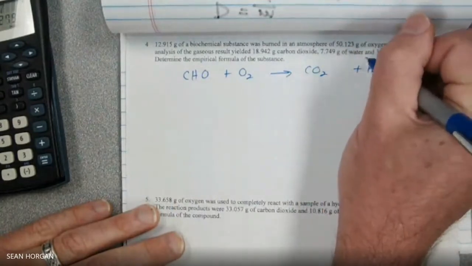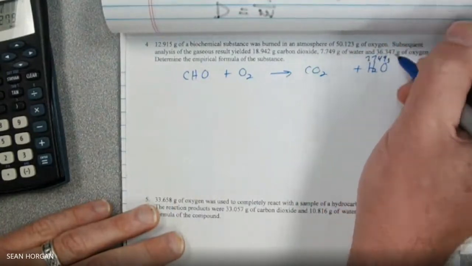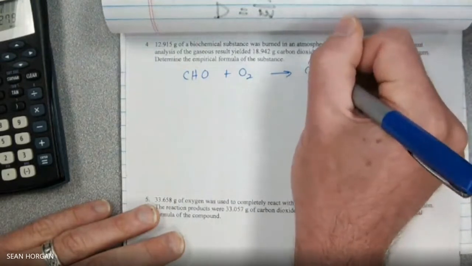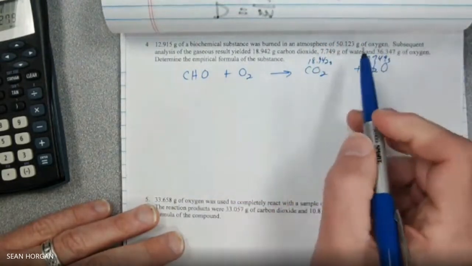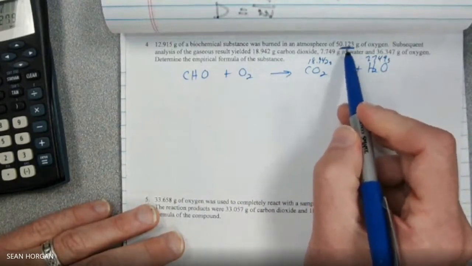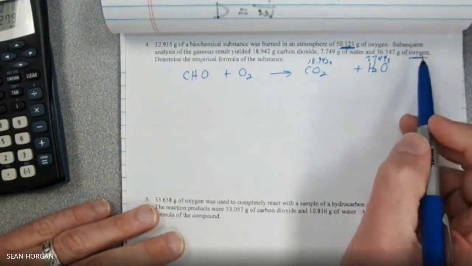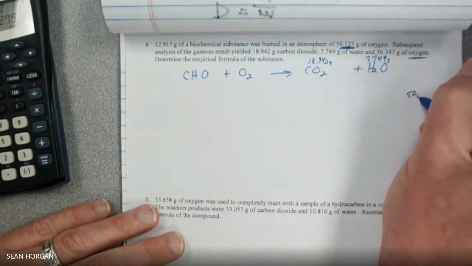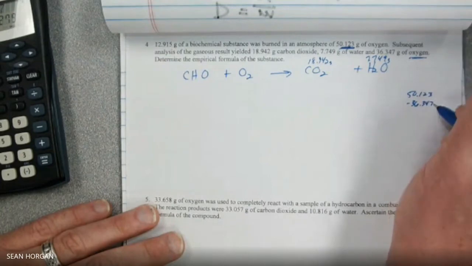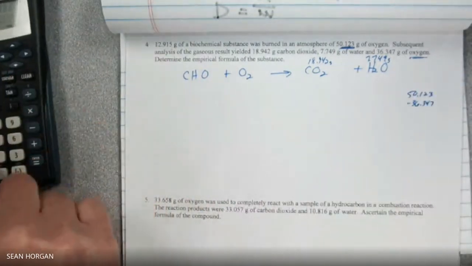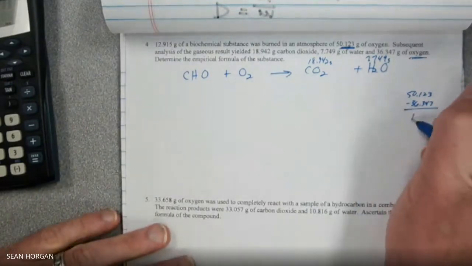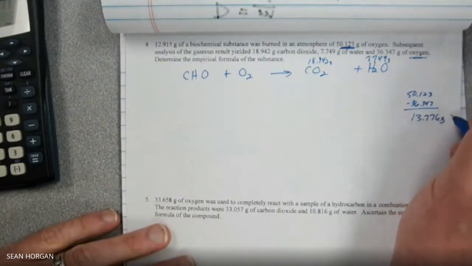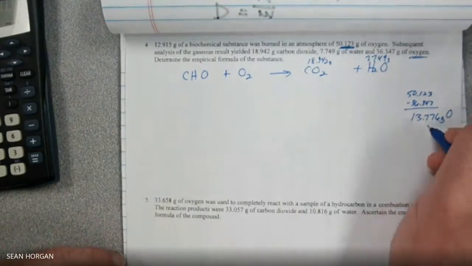And this is 7.749 grams. This is 18.942 grams. And let's see, it started with this much oxygen on the reactant side, and this much was on the product side. So I feel if I subtract them, I should get what's actually used, because right now it just tells me it's on both sides. So 50.123. In fact, the other one gives us 13.776 grams of O2. Okay, that's how much is used.